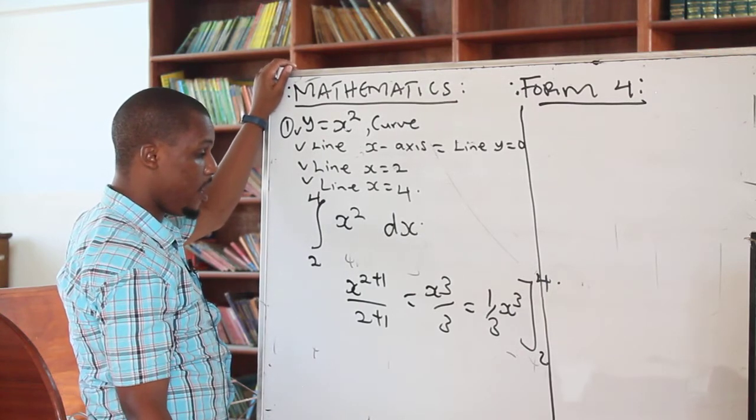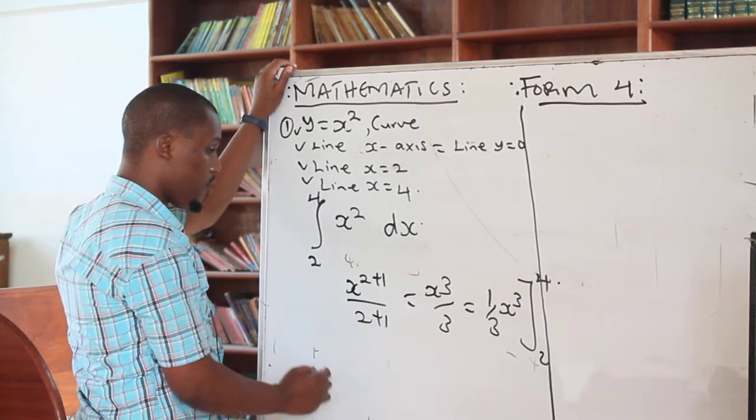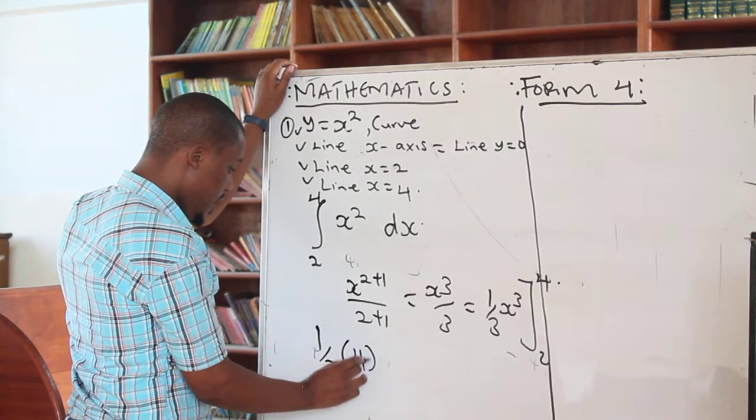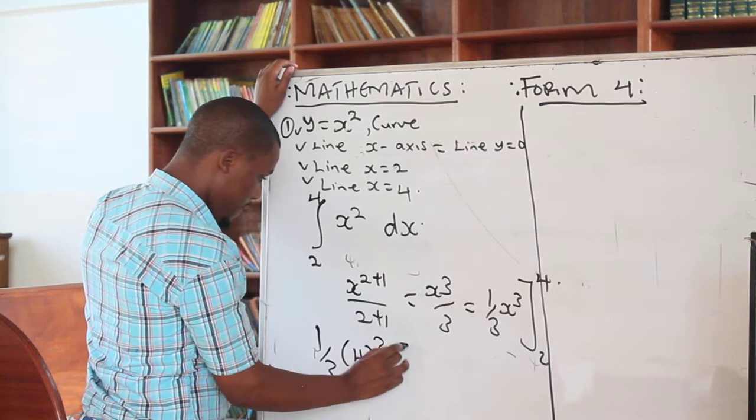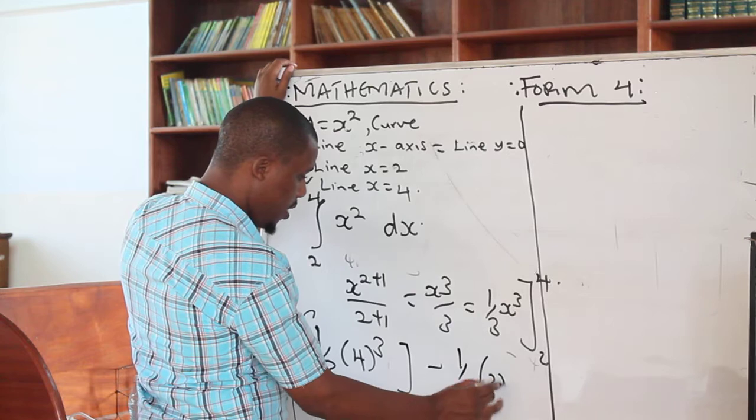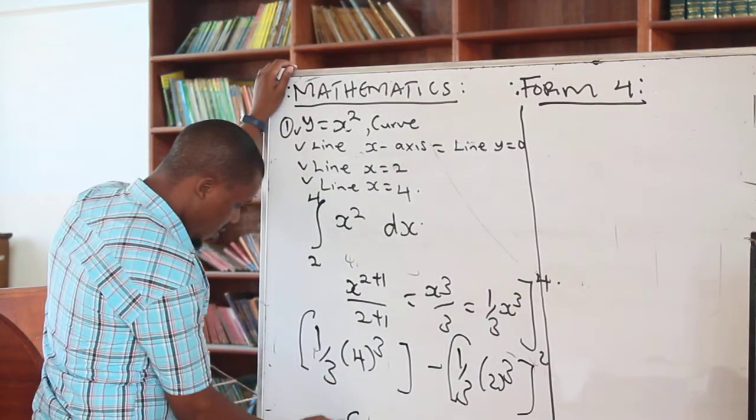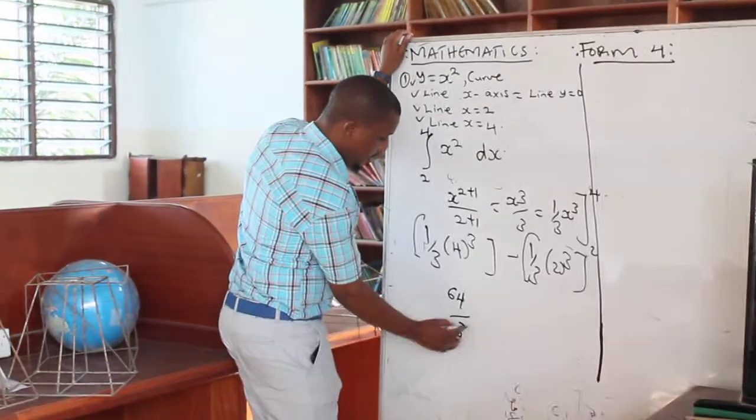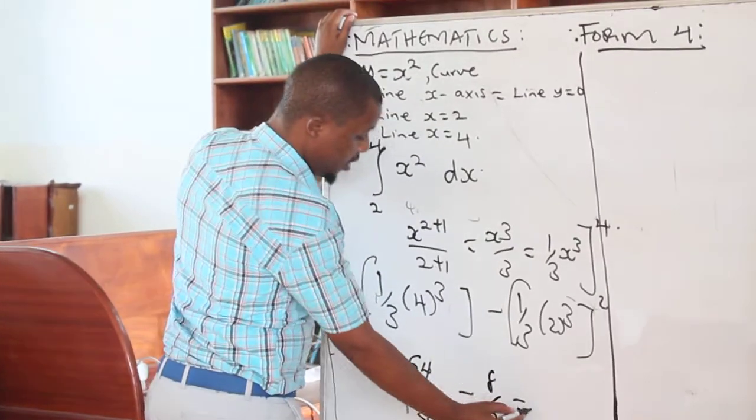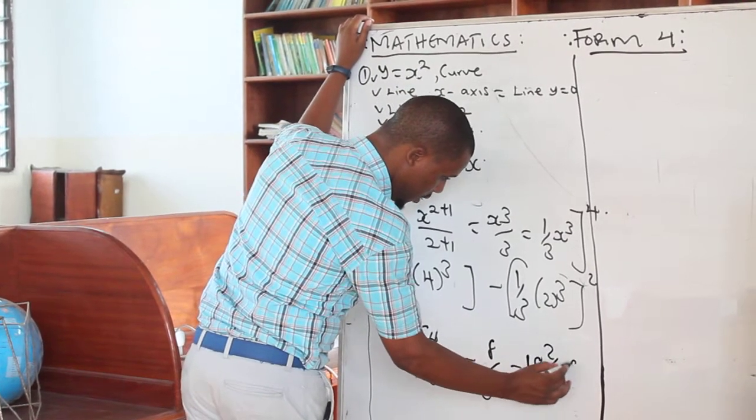Which is going to be a figure. So what you're going to do, we substitute the limit, starting with the upper limit, and then we feed them to the equation. So this one is going to be 1 over 3, then instead of x we put 4, and that is going to be 4 cubed. Then we subtract: that is going to be 1 over 3 times 2 cubed. This one will give us 64 over 3, then minus 8 over 3. And at the end of the day, you get your answer as 18 2 over 3 square units.